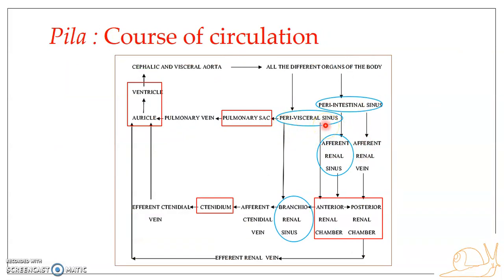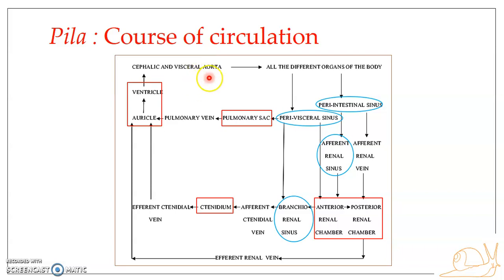Which is the vessel which carries blood to the anterior parts of the body? It is the cephalic aorta. Okay, the branches of the cephalic aorta give off blood to the anterior parts of the body, and there the oxygen is used up. The deoxygenated blood from those parts of the body is collected by venules, and then it is passed to the perivisceral sinus. Okay, now the visceral aorta supplies blood to the major organs, the visceral organs.